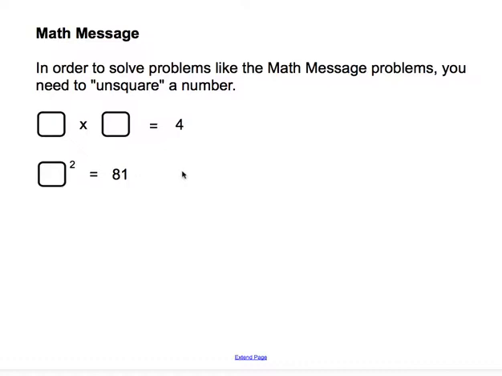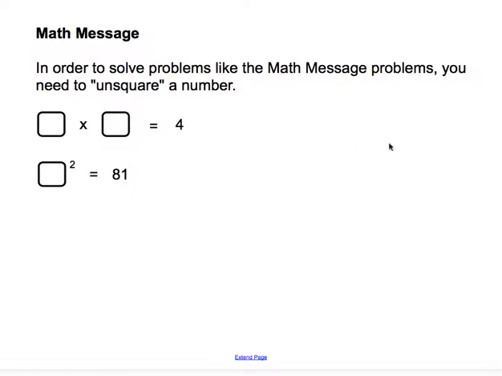When we have problems like these, we need to unsquare a number. And that means that you have to undo the operation that squared the number. You're working backwards. You have to think, okay, what number times itself will give me this product?